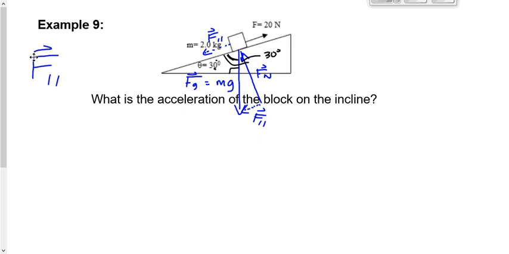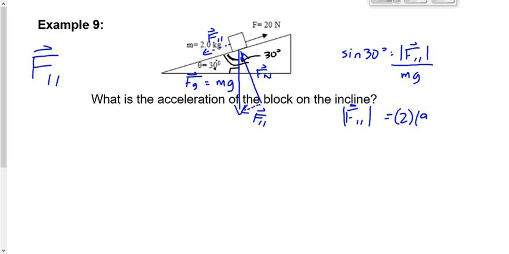So let's get it. Let's say sine 30 degrees is equal to opposite, which is F parallel, over hypotenuse, which is the force of gravity. So I'm going to say F parallel is equal to mg sine theta, or 2 times 9.81 times sine 30 degrees, which ends up giving us 9.81 newtons.